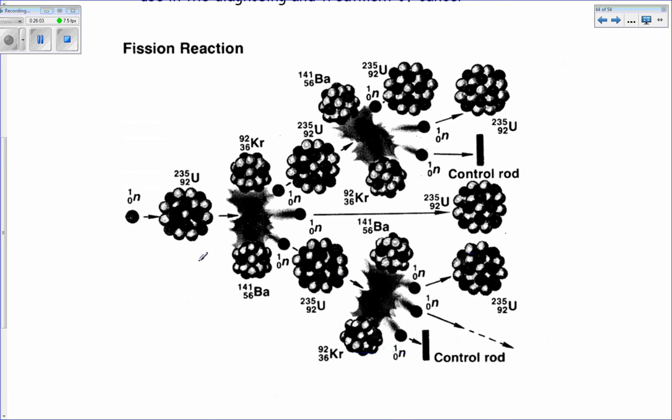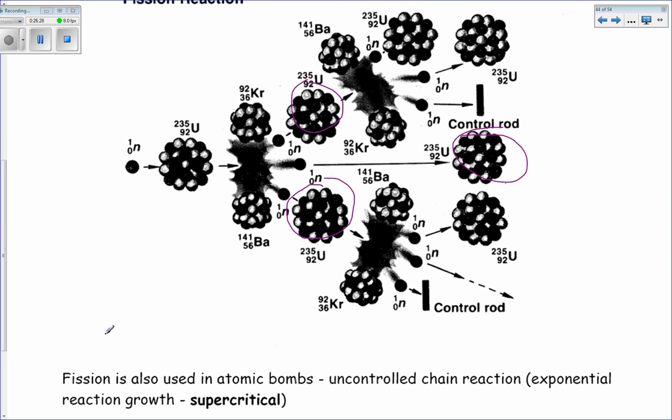So this shows you uranium-235 hit with 1 neutron. It becomes krypton and barium, and then in that process releases 3 more neutrons. Okay, so each of those neutrons goes on to hit another uranium-235 nucleus. So then what that does is you've got barium and krypton again, 3 more neutrons. So basically you've got 1 neutron, then you have a reaction, you end up with 3 neutrons, then you have a reaction, you end up with 9 neutrons, right?